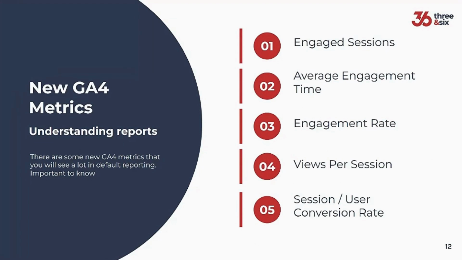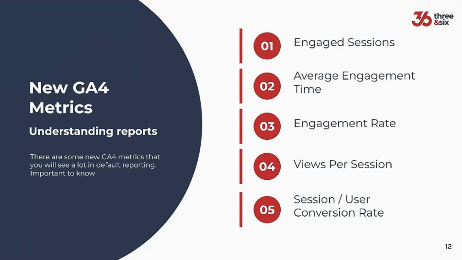So an engaged session is when somebody has been on the site for longer than 10 seconds, or they've viewed more than 2 pages, or they've completed a conversion. So they may have gone and booked a night, for example. So that's important to know. Engaged sessions will be lower than sessions, but it's a new metric that I thought you guys would like to know about. Average engagement time gives you an idea of how long somebody is engaged on the site.